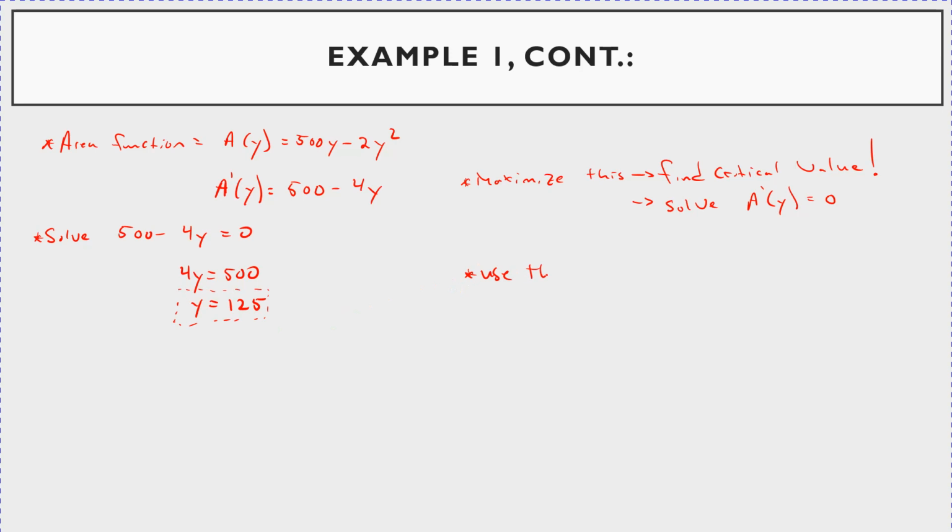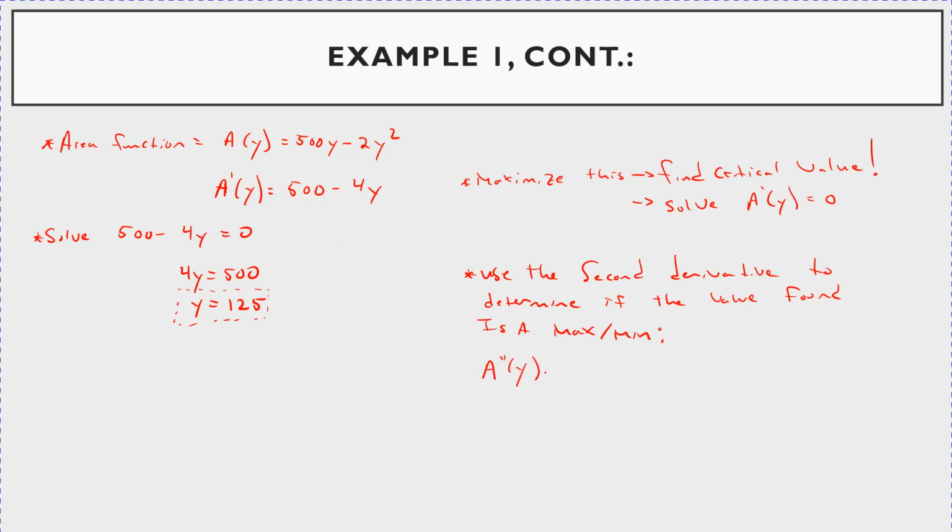So you can use the second derivative to determine if the value you found is a max or min. If you take the second derivative here, you can see that it is just equal to negative 4. If you plug this into the second derivative, you just get negative 4, which is less than 0. When the value plugged into the second derivative is less than 0, we know we have a maximum value.